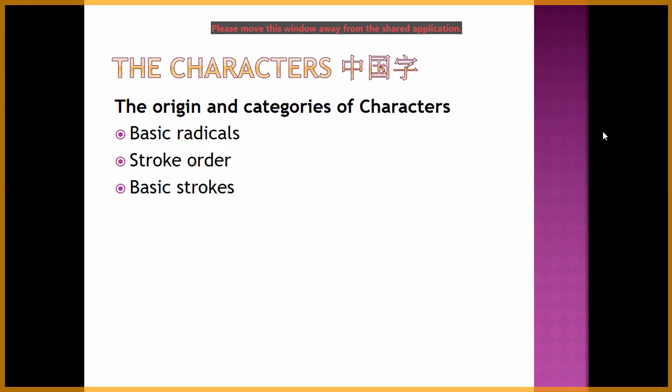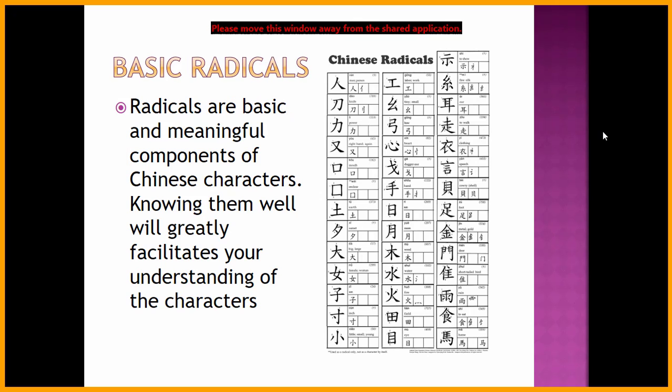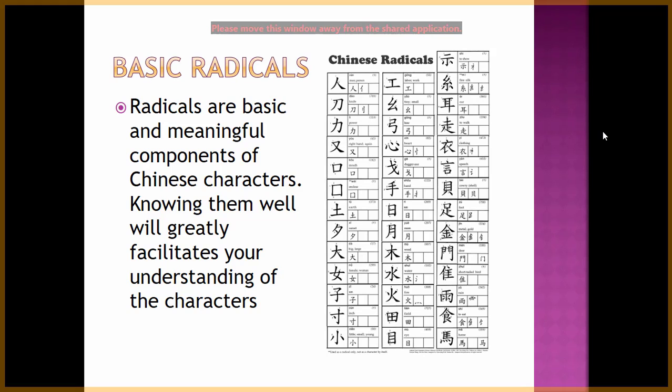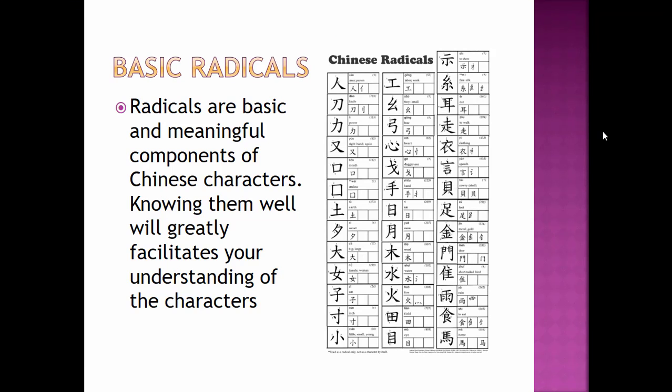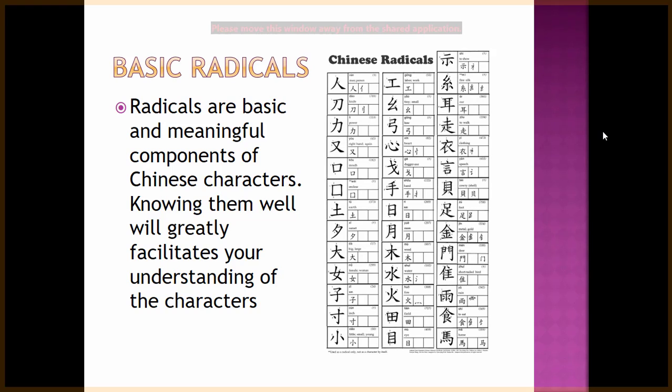Now, what are these things? I will tell you. These are the radicals. Now, what are the radicals? Basic and meaningful components of Chinese characters. Knowing them well greatly facilitates your understanding of the characters. Now, the thing is, these Chinese radicals are simplified, more simplified to make a complete word.